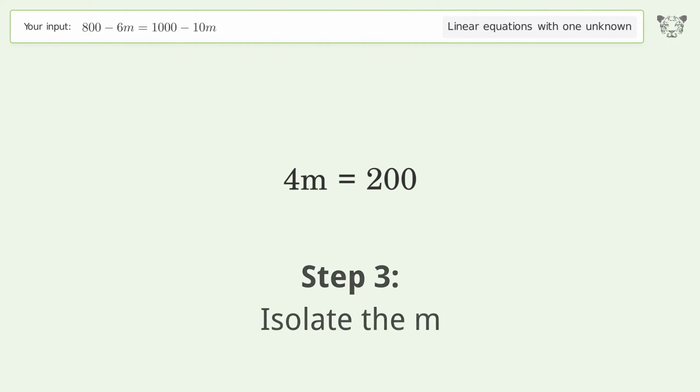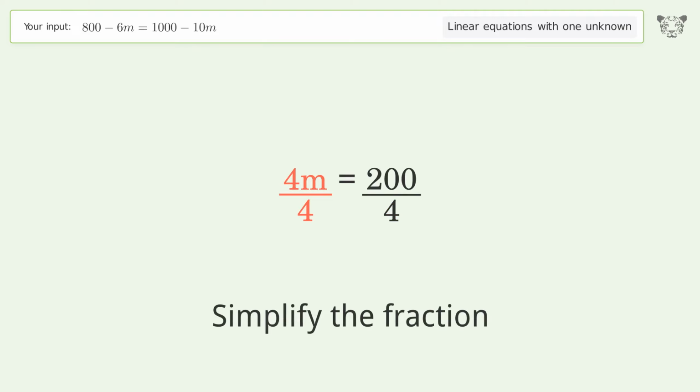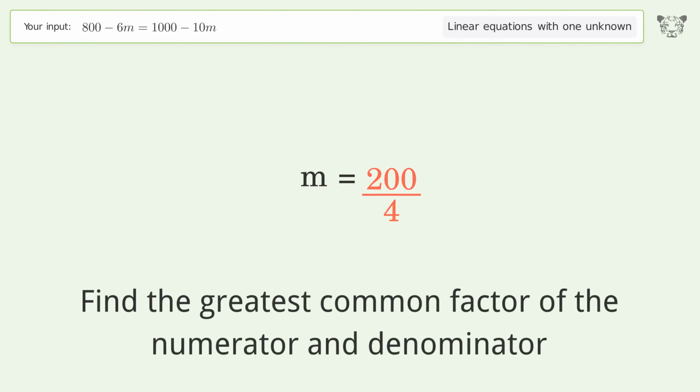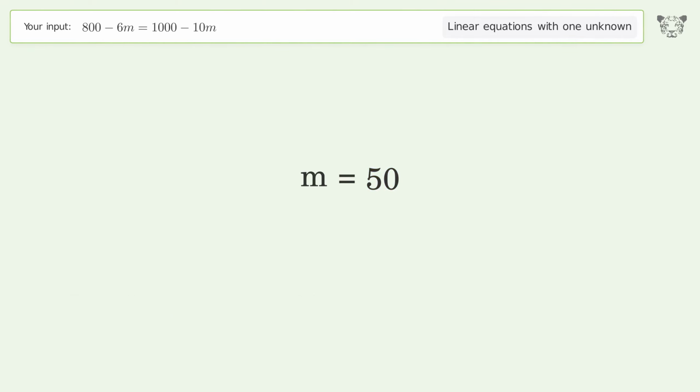Isolate the m. Divide both sides by 4. Simplify the fraction. Find the greatest common factor of the numerator and denominator. Factor out and cancel the greatest common factor. And so the final result is m equals 50.